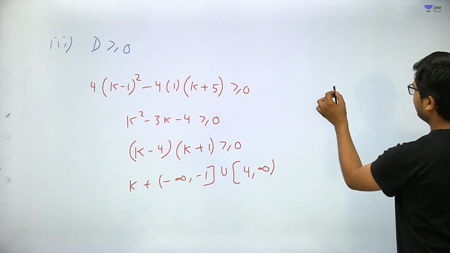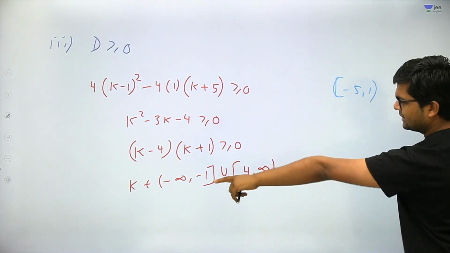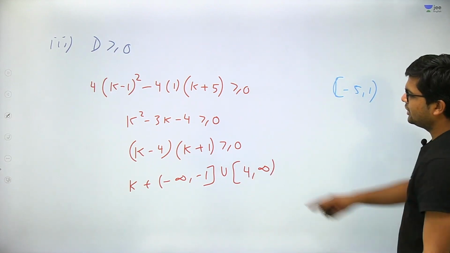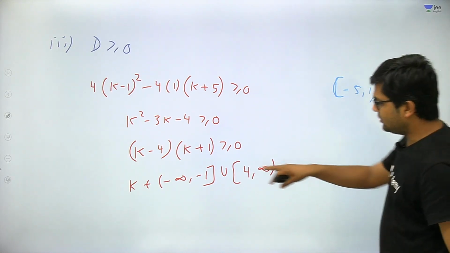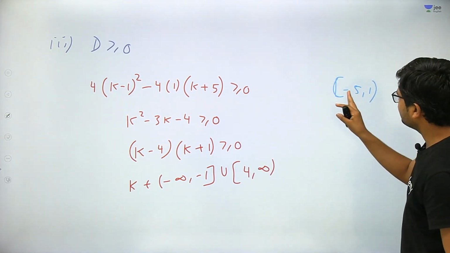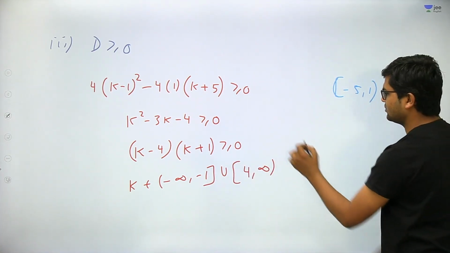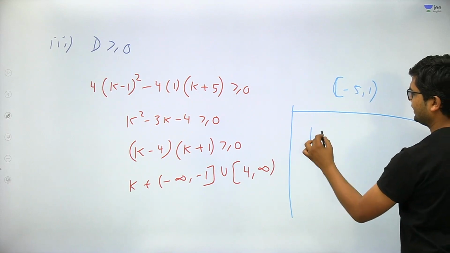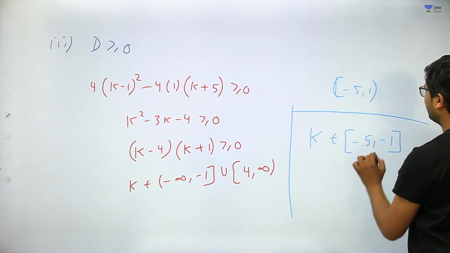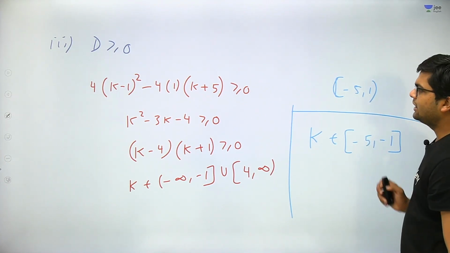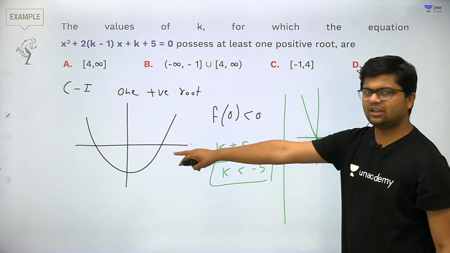So it is saying minus 5 to 1 and it is saying minus infinity to minus 1 and 4 to infinity. So 4 to infinity is out of the league, there is no constraint. And this and this is saying greater than minus 5. It is saying less than minus 1. So the intersection of these two, final k will belong from minus 5 close to minus 1 close.